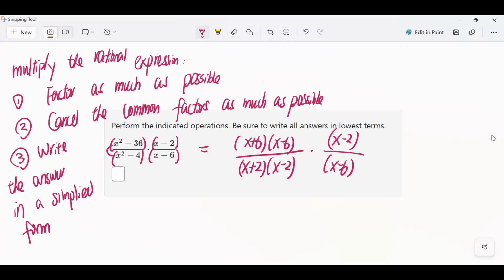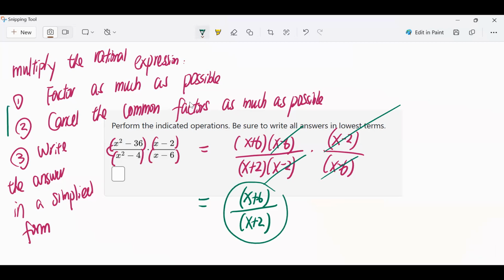Again, we're going to cancel the common factors. Here, x minus 2 is a common factor, one on top and one on the bottom. x minus 6 is also a common factor. Cancel that, and whatever remains is the solution: x plus 6 over x plus 2. So just follow step 1, step 2, step 3, and then we get the final solution.